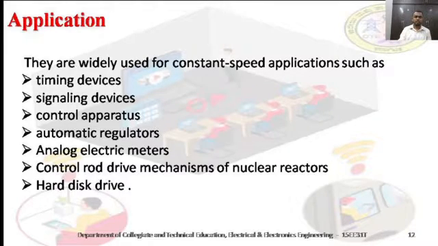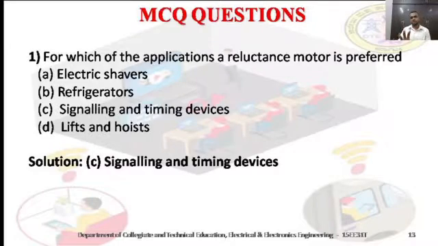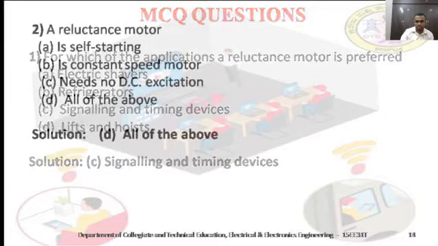Now next we go to the MCQ questions. First one: for which application is a reluctance motor preferred? Electric shaver, refrigerator, signaling and timing device, or lift and hoist. Obviously the answer is signaling and timing device. With the reluctance motor we can send signals as well as use it in timing devices.